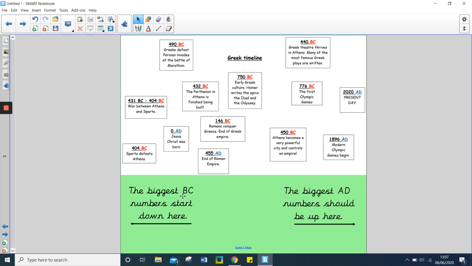So remember, the biggest BC numbers start down here. So a big clue, you need to find the biggest number for BC and it will be down here. Another clue, the biggest AD numbers should be up here. So the AD ones, you've got 1, 2, 3 and 4, the biggest should be up here and then it should go next smallest, and then the last one should be the smallest number.